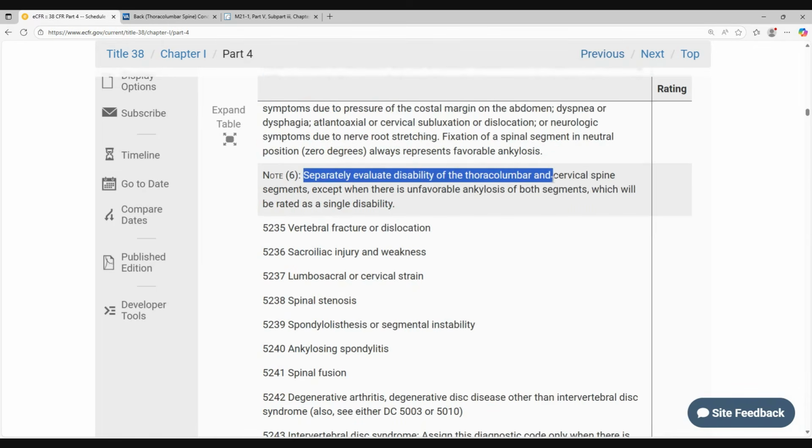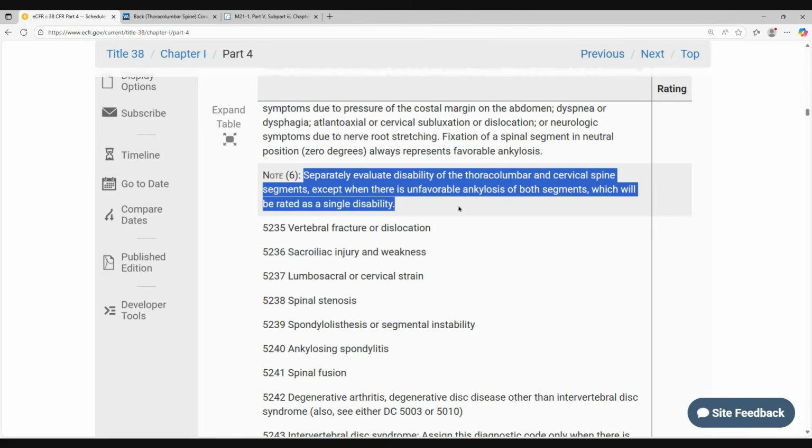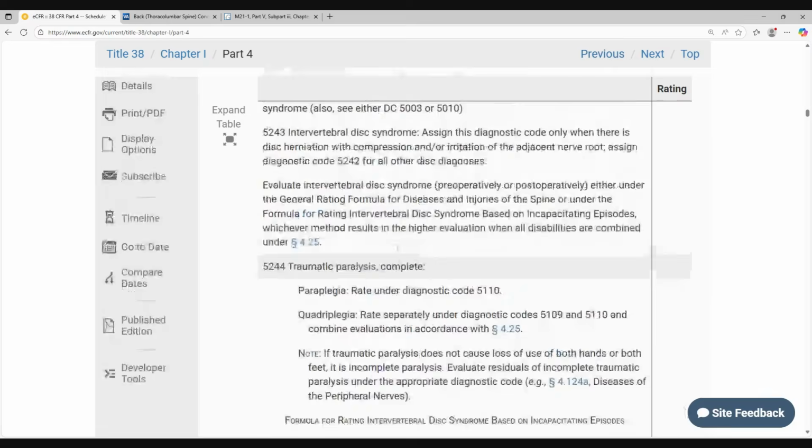Note 6: separately evaluate disabilities of the thoracolumbar and cervical spine segments, except when there is unfavorable ankylosis of both segments, which will result in a single rating. Now, this is important, right? Favorable ankylosis of each spine can be separately evaluated. But if there's unfavorable ankylosis of both the neck and any aspect of the thoracolumbar spine, then we have to combine them into one. So this is a situation where 2 separate ratings would become 1 rating, and not necessarily in your favor. So just keep that in mind. And that's about it for the notes.